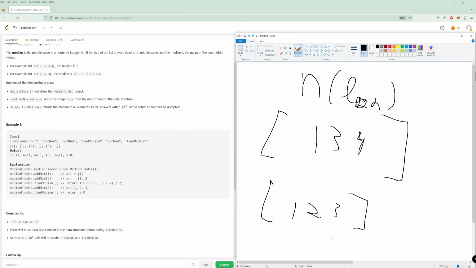What we really want is another data structure that we can split our elements in half, or close to half.